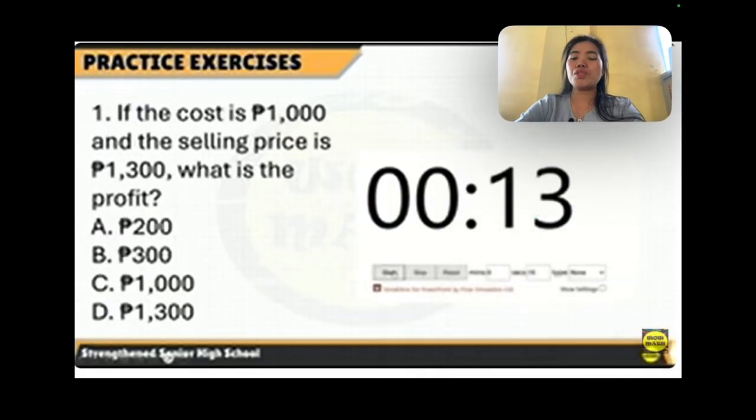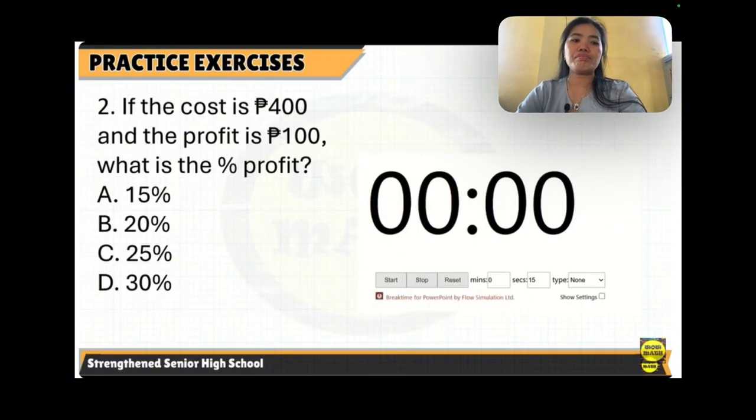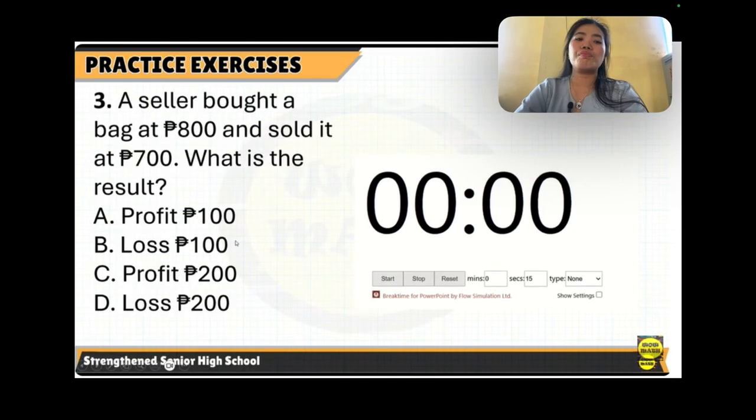Okay. Now let's proceed to the practice exercises. Number 1, I want you to answer this one on your notebook and show your solutions if it is about solving. So number 1, if the cost is 1,000 pesos and the selling price is 1,300 pesos, what is the profit? A, 200 pesos, B, 300 pesos, C, 1,000 pesos, and D, 1,300 pesos. Number 2, if the cost is 400 pesos and the profit is 100 pesos, what is the rate of profit? Okay. A, 15%, B, 20%, C, 25%, and D, 30%.